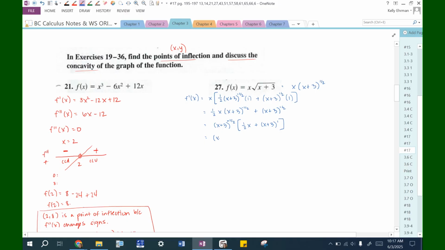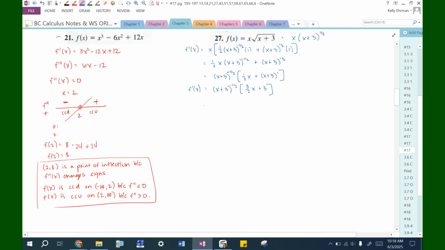And yeah, we can combine like terms on the inside. So f prime of x is x plus 3 to the negative 1/2 times 1/2 x plus x is 3/2 x plus 3. I don't need these parentheses here. I just was showing you it's to the first power. Okay, let's find the derivative of this. So maybe I'll change colors here.